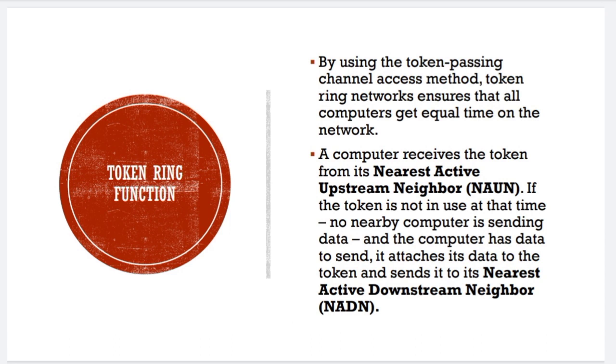By using the token passing channel access method, token ring networks ensure that all computers get equal time on the network. A computer receives a token from its nearest active upstream neighbor, or NAUN. If the token is not in use at that time, no nearby computer is sending data, and the computer has data to send, it attaches its data to the token and sends it to the nearest active downstream neighbor, or NADN.